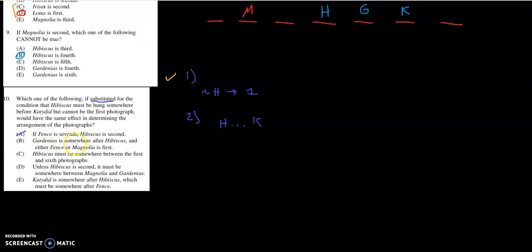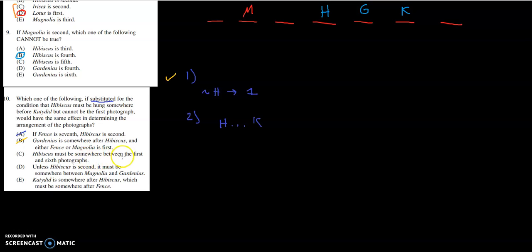Okay, so that's out. Okay, so what about B? B is kind of tempting here. G is somewhere after H, and either F or M is first. Here's the problem. I like it because this first part, G is somewhere after H, takes care of rule 2, right? Because if G is after H, well then K would have to be as well, because G and K are a block. But it's introducing a new thing here. It's forcing us to put F or M in first place. That's an additional rule. I don't like that. We shouldn't have to have another rule. No additional rules are being included here. So I'm going to eliminate B.